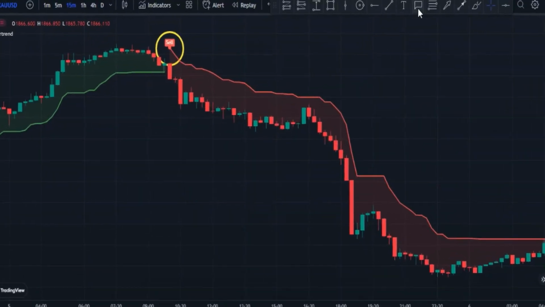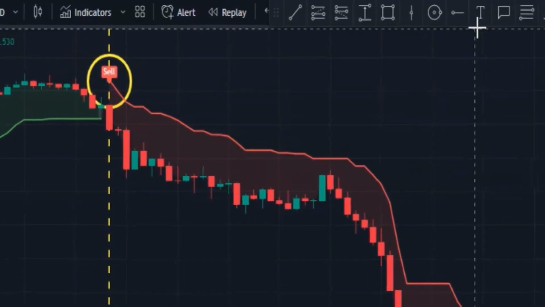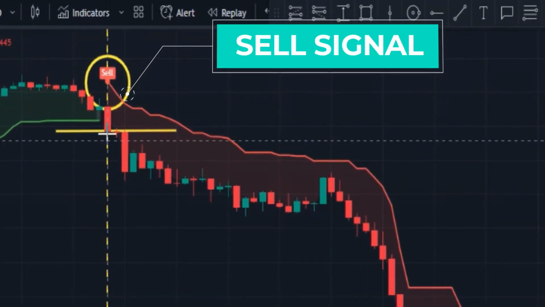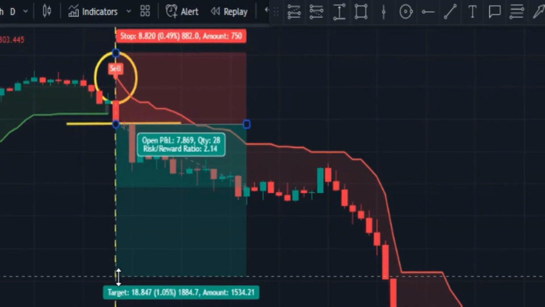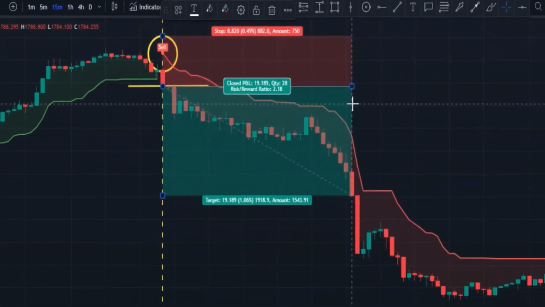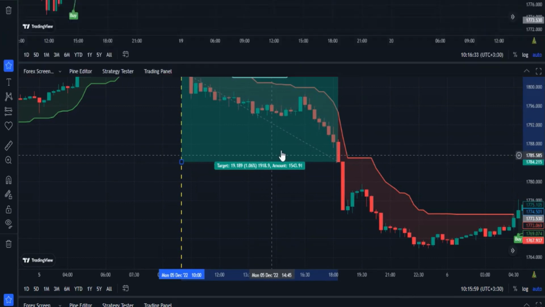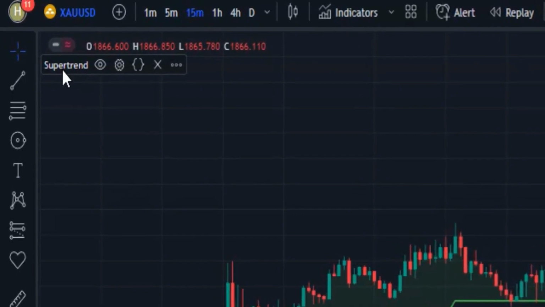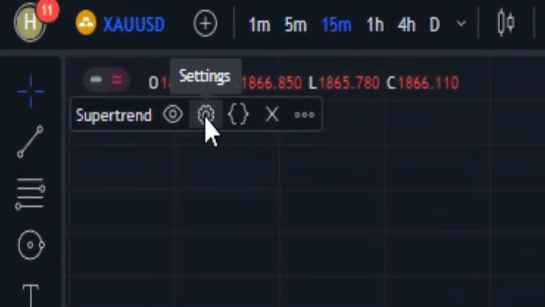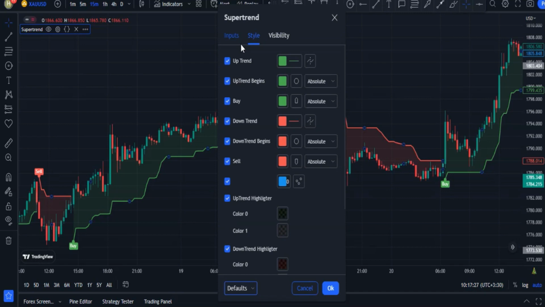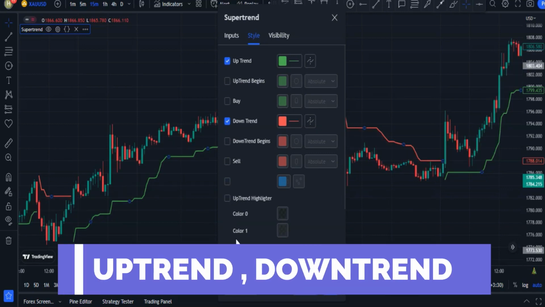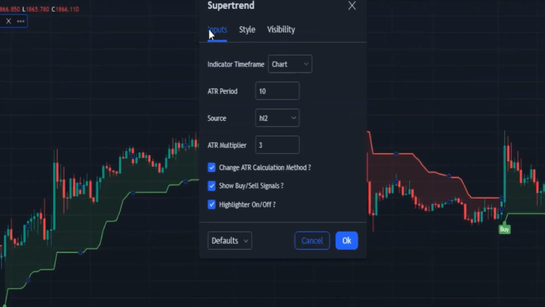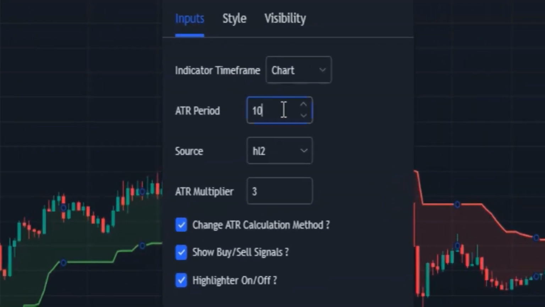And also, when a sell signal is issued by the indicator, you can enter a sell trade at the close of the signal candlestick. But you need to make some changes to this indicator. So click on the settings icon, and then in the Style tab, disable all options except for uptrend and downtrend. And in the input section, leave the settings in the default mode.